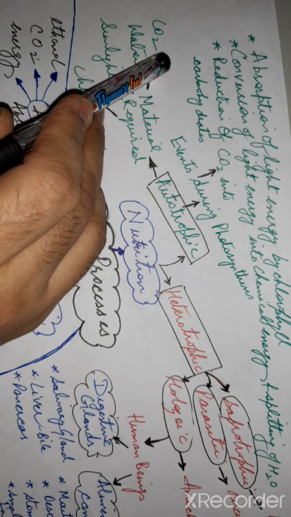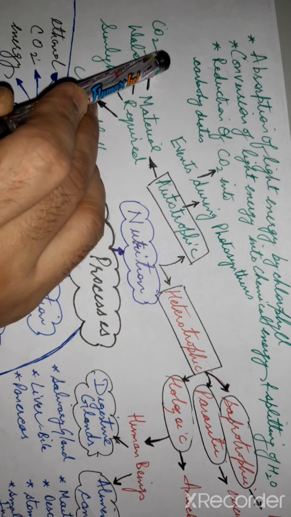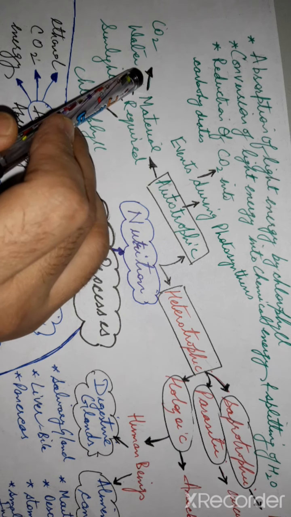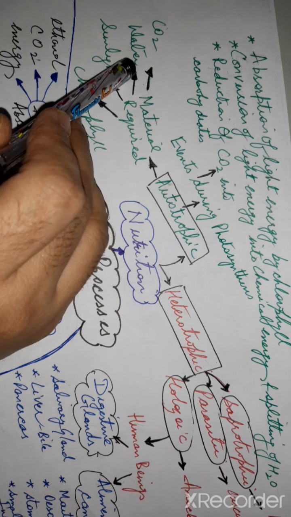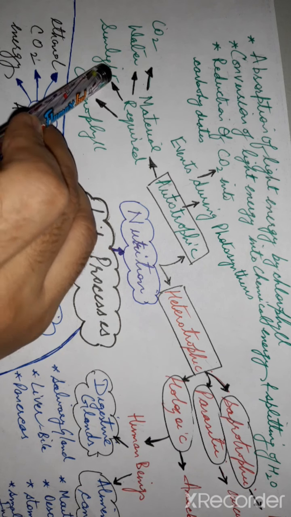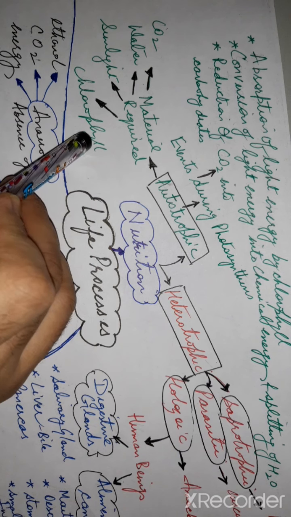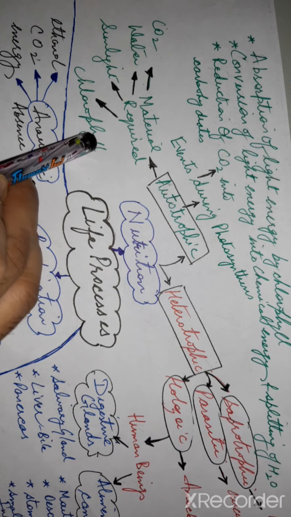You have read that plants absorb carbon dioxide through stomata from the leaves. They take the water from the soil, which is absorbed by the roots. Sunlight is trapped by the chlorophyll. They have chlorophyll in chloroplast.